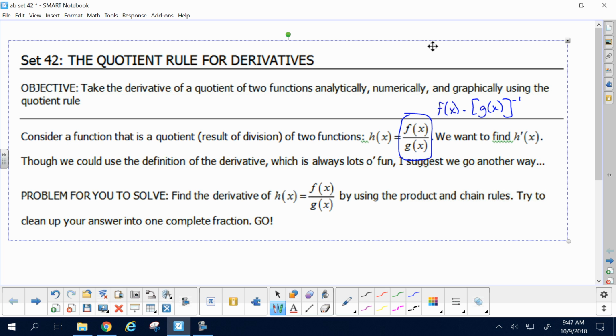So my question then is this. I want you to figure out a rule. Given some quotient function, what is a rule for the derivative of that quotient using maybe this idea? Go. In other words, I'm not teaching you the quotient rule. You're going to come up with it yourself. Go. Work with your mathematics.